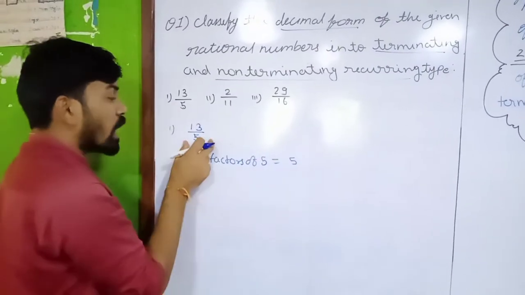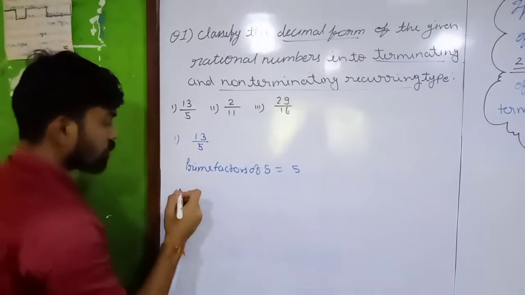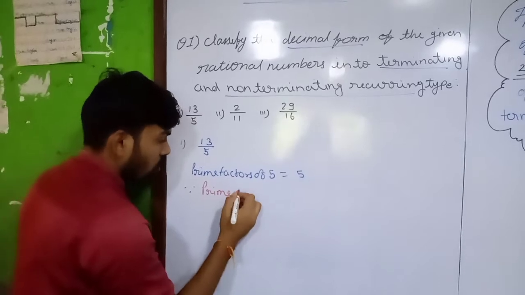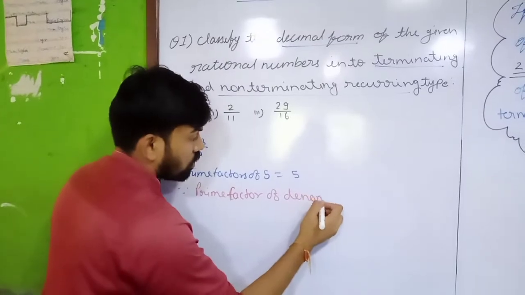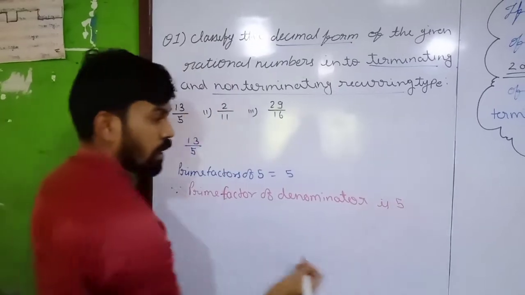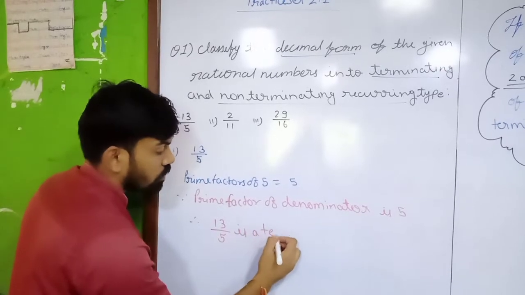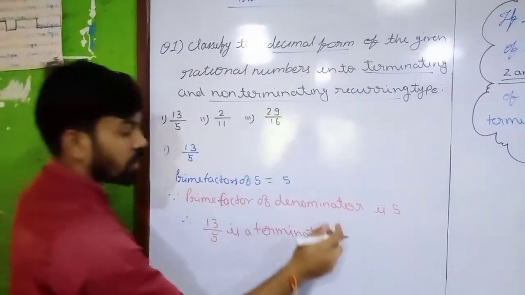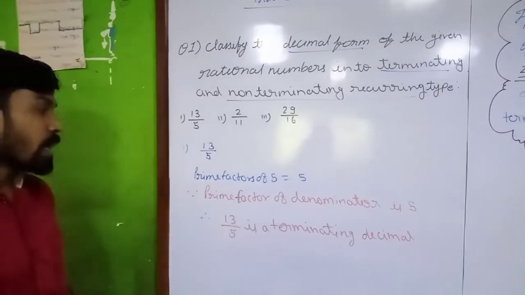So if the prime factor of the denominator is 5 or 2, then that is terminating. So we should write the answer as: because the prime factor of the denominator is 5, therefore 13 upon 5 is a terminating decimal.